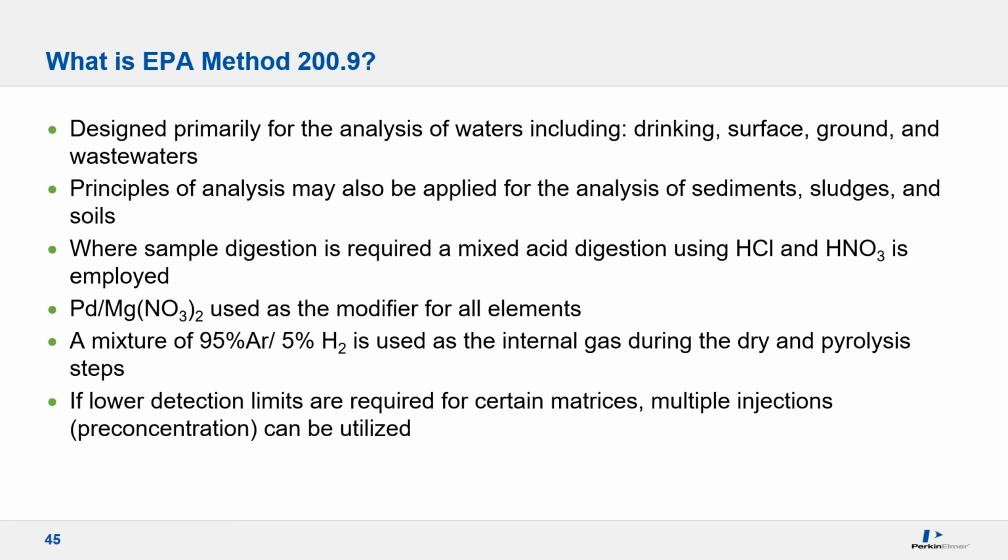Knowing that, a method must be devised to account for the HCl, and 200.9 was designed for this. Notice that we must use a single modifier of palladium magnesium nitrate and argon hydrogen as a mixed gas. Next, we will discover why this is absolutely necessary.